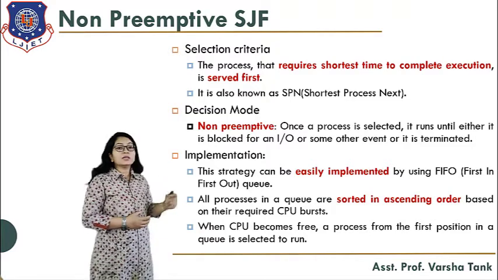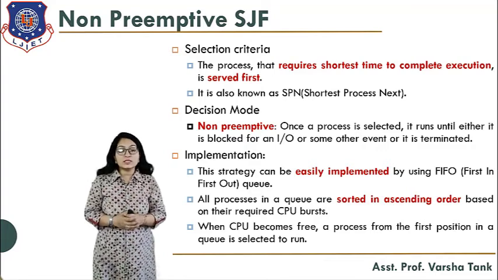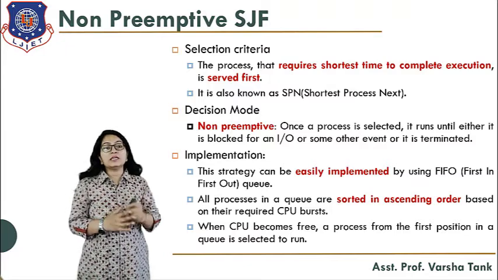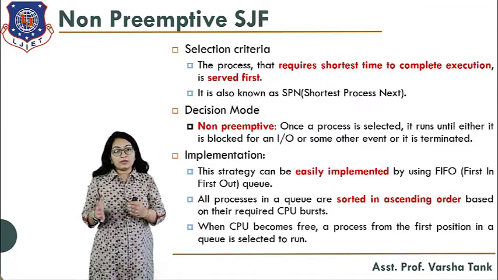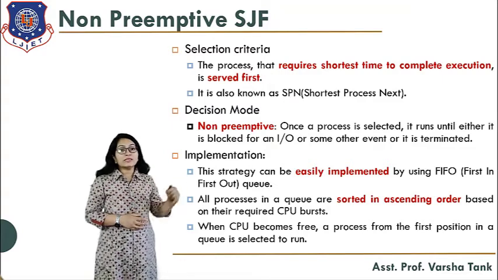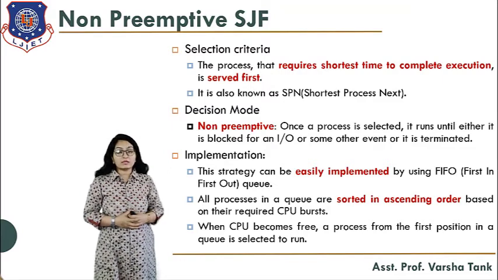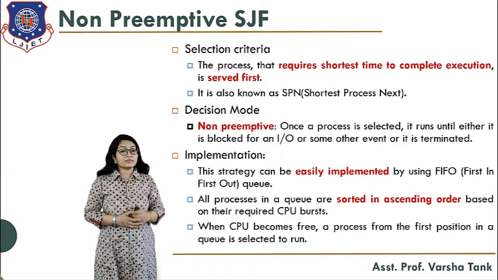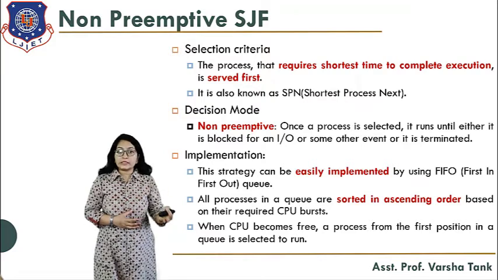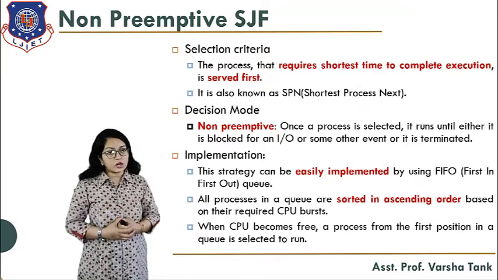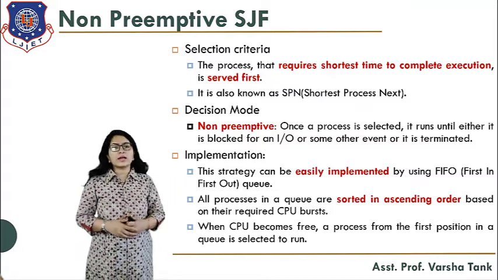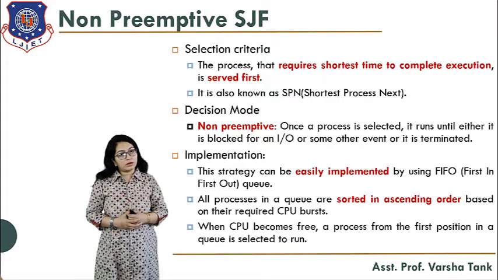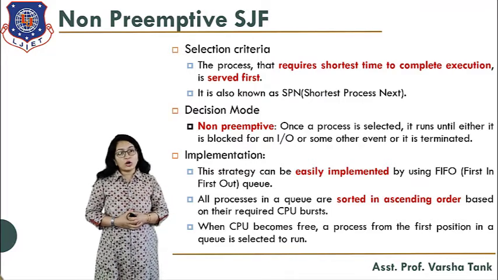Once the process is selected, it runs until either it is blocked for an input output or some other event, or it is terminated. So basically there are three ways a process will give up the CPU: once it completes its execution, or it is blocked for an input output device, for example the printer is not ready, or any other event or interrupt occurs. Because of these reasons the process will be preempted, otherwise it will be non-preempted.